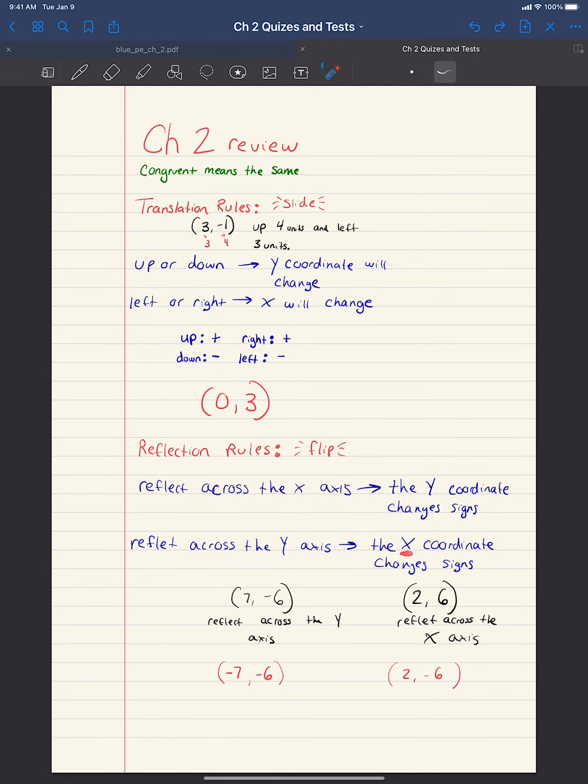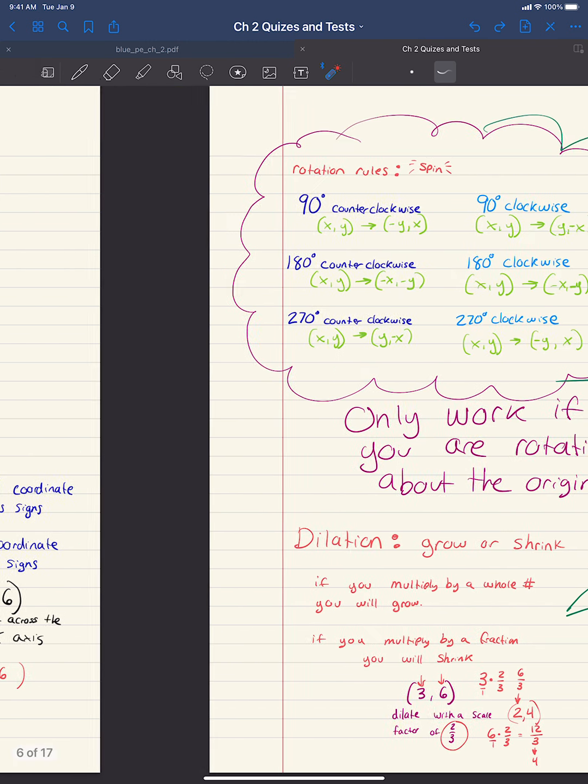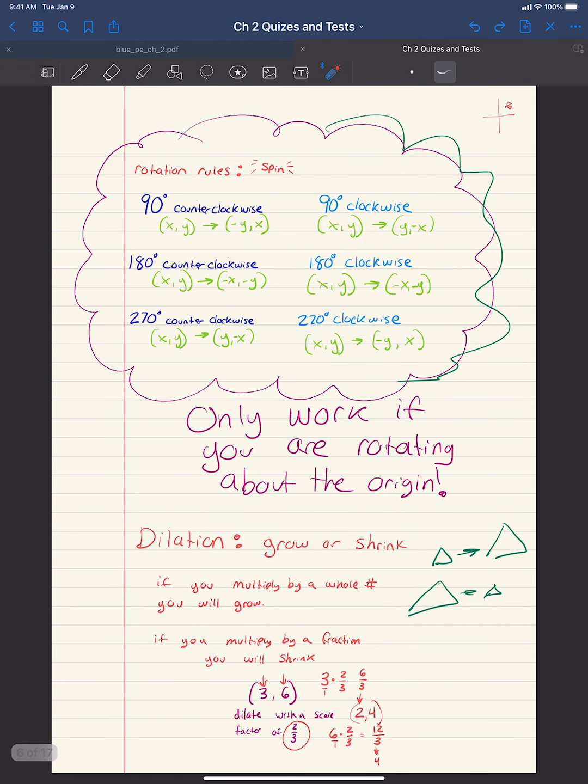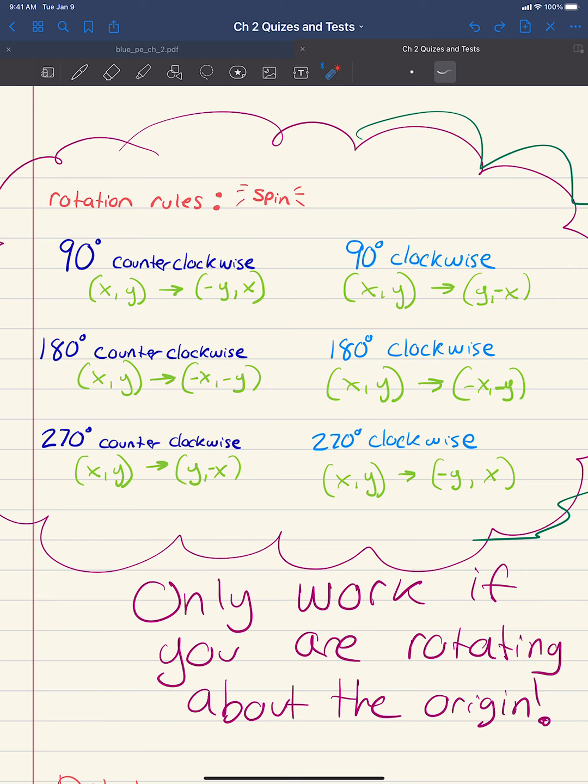How do you feel about those 2 things, translations and reflections? Feel okay? Mm-hmm. Okay. After that, we talked about rotations. Another word for rotation is a turn or a spin, right? We had 2 different sets of rules: counterclockwise rules and clockwise rules. The only one that stayed the same was 180 degrees for both, right? What I mean by stays the same is that the rules are the same. The x and the y just turn to their opposite sign. Yes? Okay. And we wrote those down.